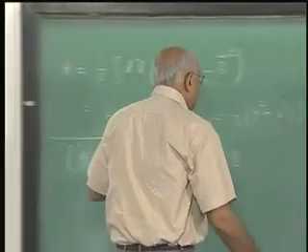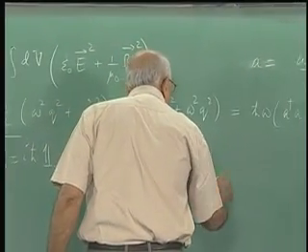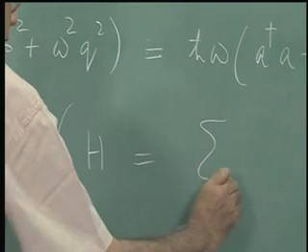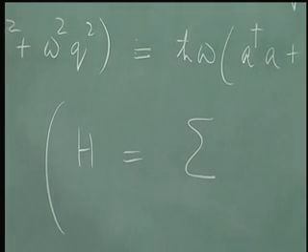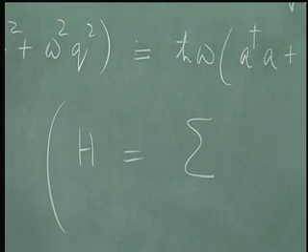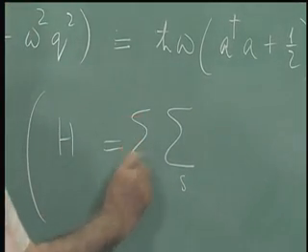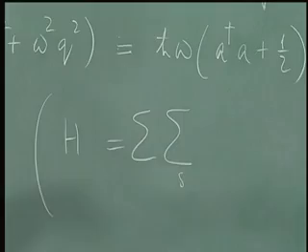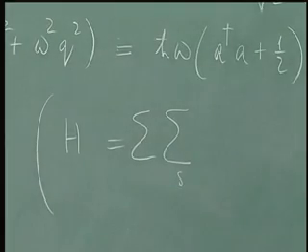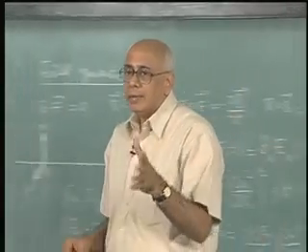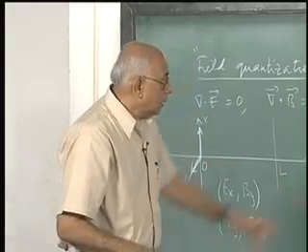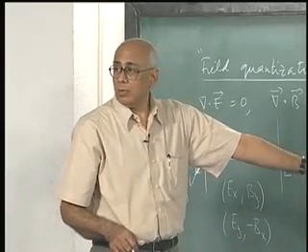Well, the total Hamiltonian really would be a summation over the states of polarization, which could be either left circularly polarized or right circularly polarized. Let me use a symbol little s for the state of polarization, and then a summation or an integration over all allowed values of the wave number k, and that is a summation over all allowed values of n.